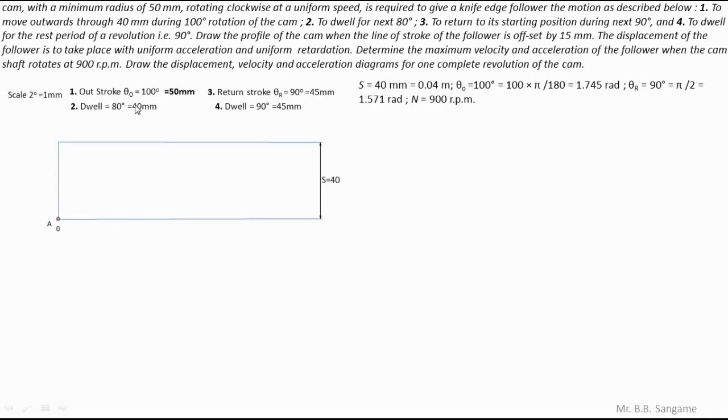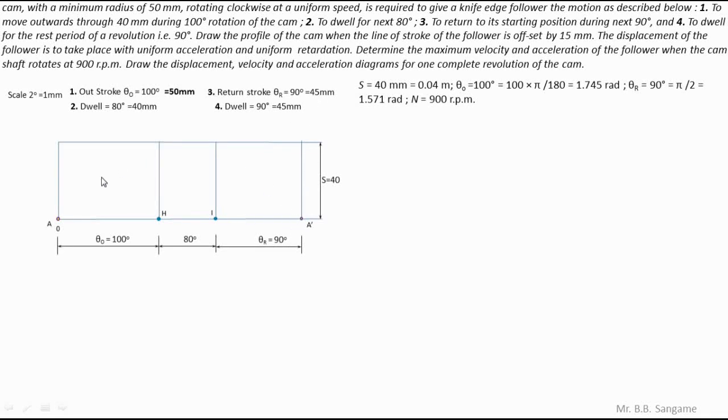Okay, next I am going to plot the outstroke at a distance of 50 mm. The outstroke will end, the point H will be at a distance of 50 mm. So this is the outstroke of magnitude 100 degree, and the distance between point A and H is 50 mm. Next is the dwell part. Second is the dwell part. Okay, it is of magnitude 40 mm. So from point H I will plot the point I at a distance of 40 mm. So this has magnitude of 80 degree, and remaining is the return stroke of magnitude of 90 degree and at a distance of 45 mm. So I dash is the distance of 45 mm.